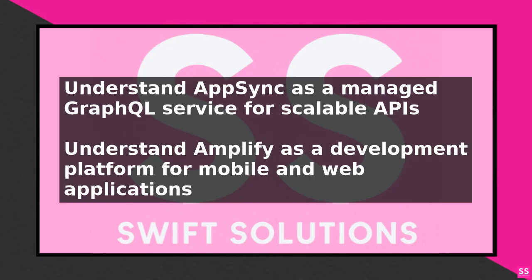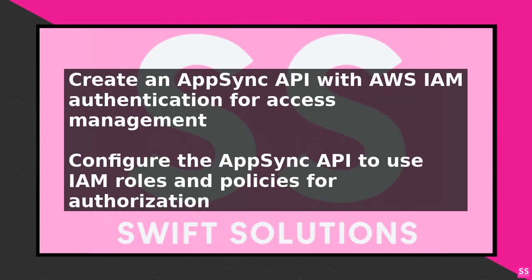First, ensure you have an AWS account and have installed the Amplify CLI. Next, create an AppSync API and configure it to use AWS IAM authentication. This will allow you to manage access to your API using IAM roles and policies.